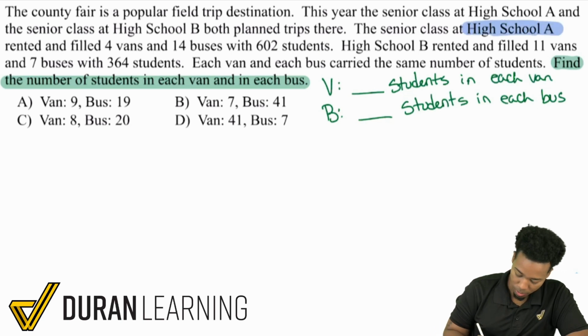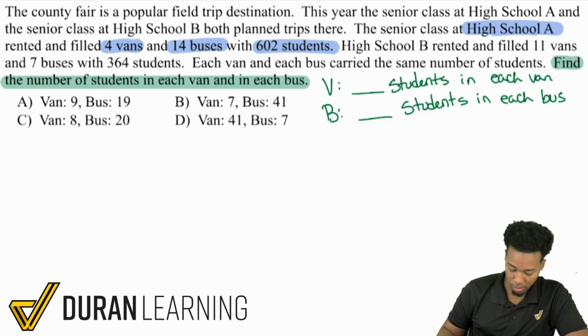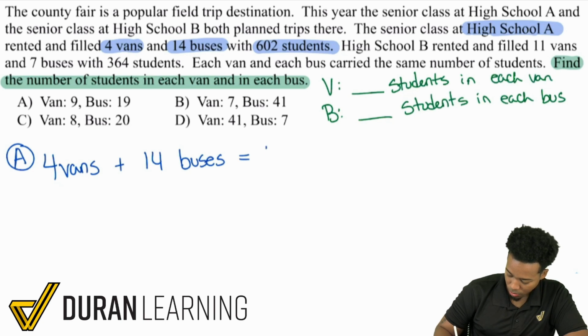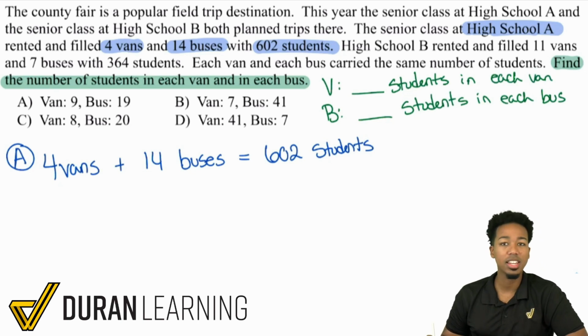For high school A, we see that they rented and filled 4 vans, 14 buses, 602 students. So what that tells me, my party people, over here in blue, again for high school A, is that we have 4 vans plus 14 buses equals 602 total students.